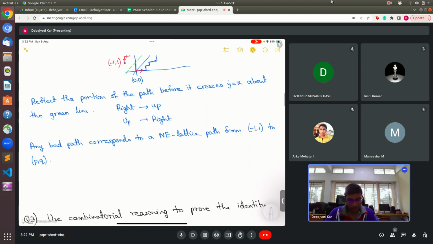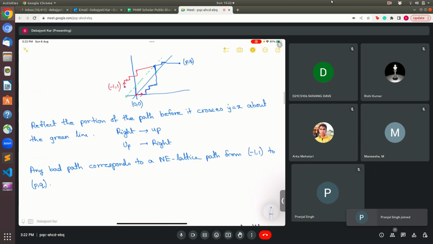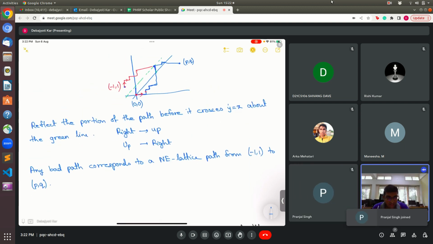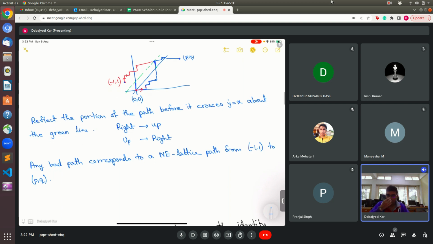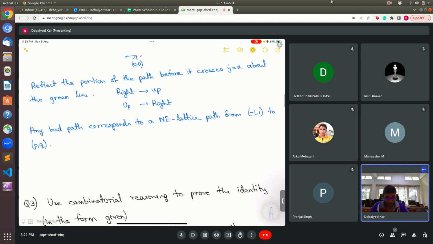Okay, I hope this is clear. So this is the main observation, that if you consider any bad path, that is basically a northeast lattice path from the point -1, 1 to the point P, Q. Okay, so we have a bijection between this, and now it is very easy to count the number of such lattice paths, northeast lattice paths from -1, 1 to P, Q.